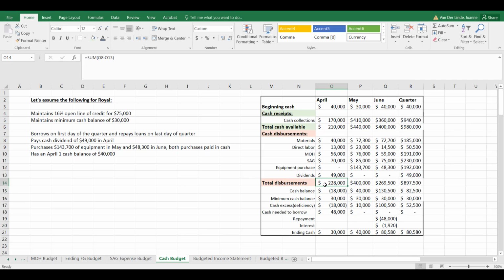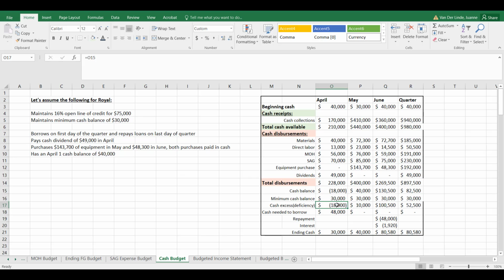So when we add all of these cash outflows together, we find that our total cash disbursements for April is $228,000. So at this point, you take your cash available minus the cash disbursements, the cash outflows. And it looks like at this point our cash balance would be a negative $18,000. But remember, our minimum cash balance has to be $30,000. So we're going to have to borrow money in order to get our minimum cash balance to $30,000.